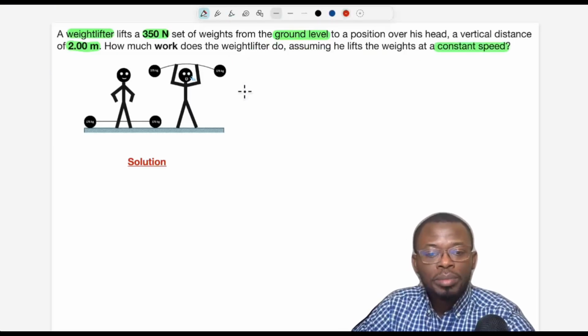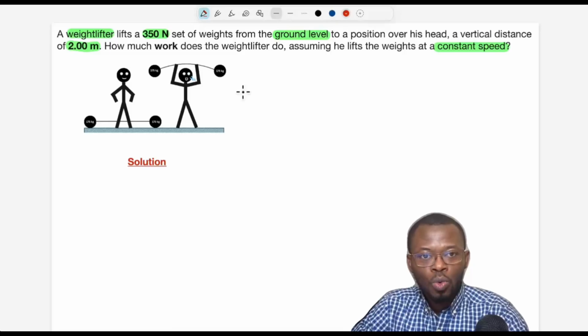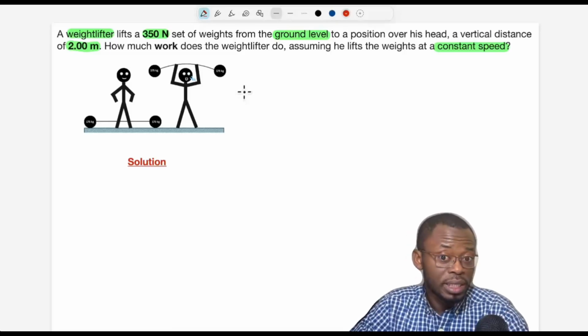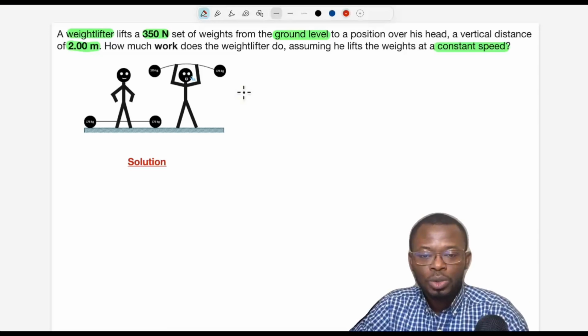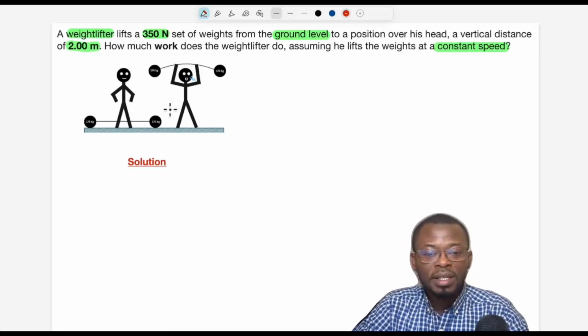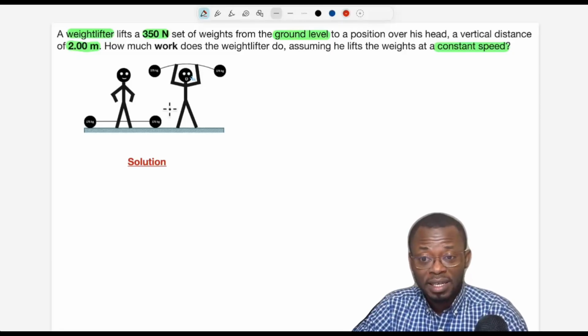So this is a problem on how to calculate work done on an object by a person, such as a weightlifter. So this person went to the gym and then lifted a 350 Newton set of weight from the ground level to a position over his head, which is a vertical distance of about 2.00 meters. And we are to calculate the work done on this set of weight by the weightlifter, assuming he lifts the weight at a constant speed.